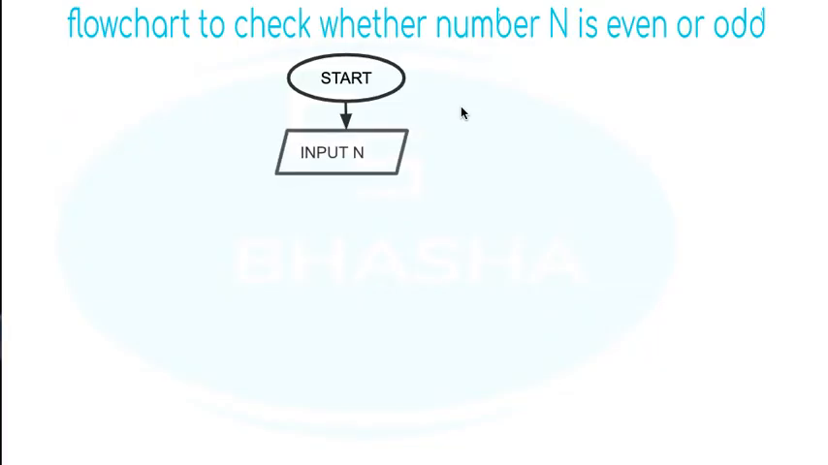Now what do we need? The first thing that comes into our mind is we start the program, so there has to be an oval symbol. Now if I have to find whether number n is even or odd, the first thing is I need n. So to take the value of n as input, I require not a rectangle but a parallelogram. So take a parallelogram, take the value of n.